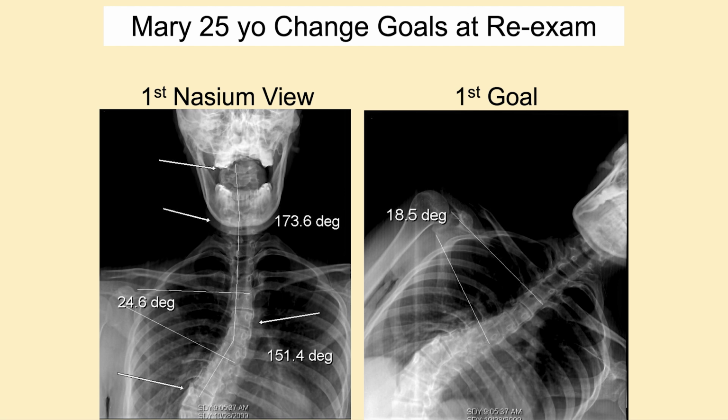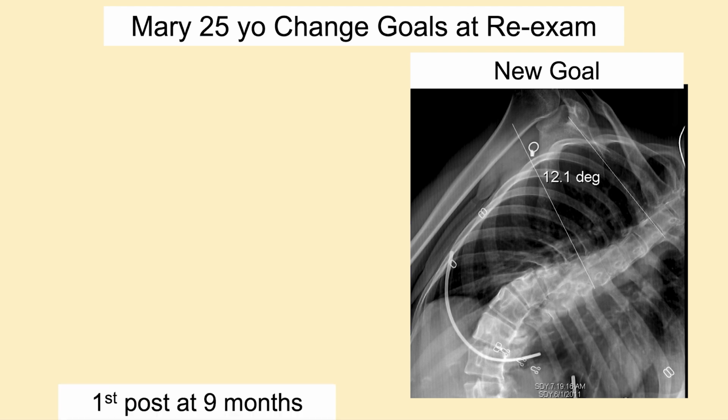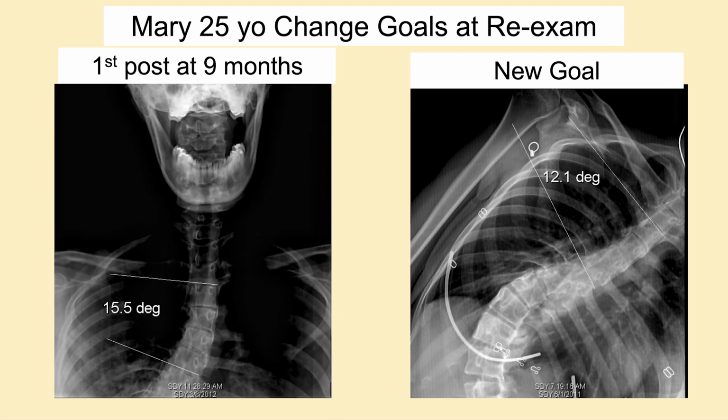Now, here's a patient, we're going to call her Mary, 25 years old. She had a 24.6 degree curve at the top of the thoracic area. When we bent it, and you really have to do almost like a dance move to drop the shoulder down, bend the head, and torque it out as much as you can, she went from 24.6 down to 18.5. On the post x-ray, it was down to 15.5. So what do you have to do? You have to do another bend. Now it bent down to 12.1 degrees. So that's the new goal.